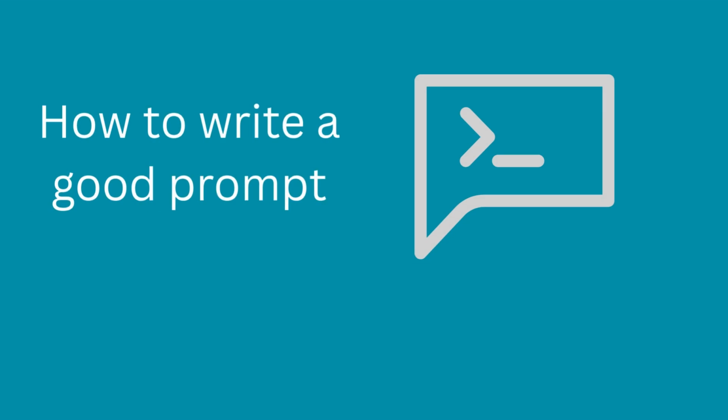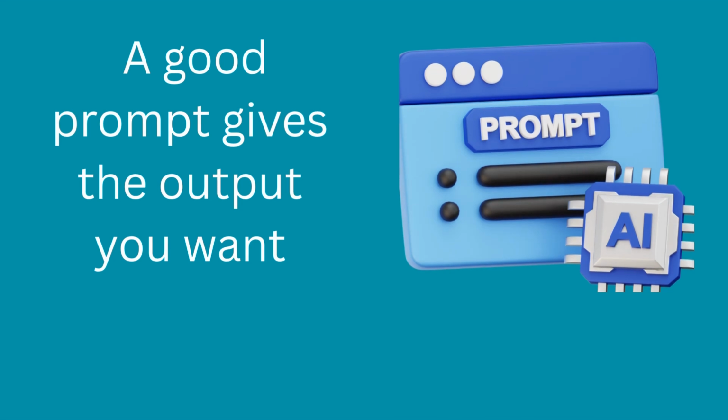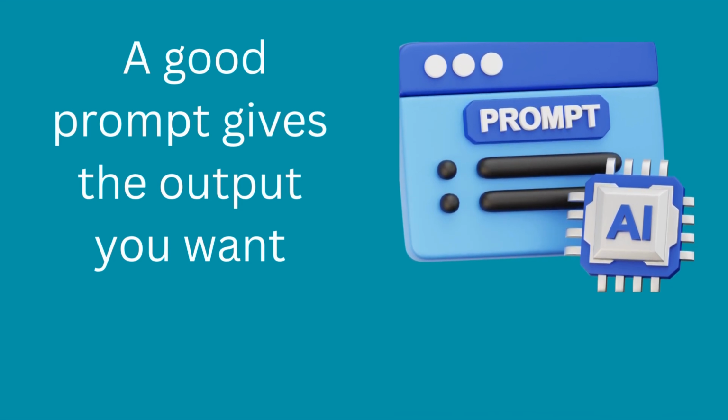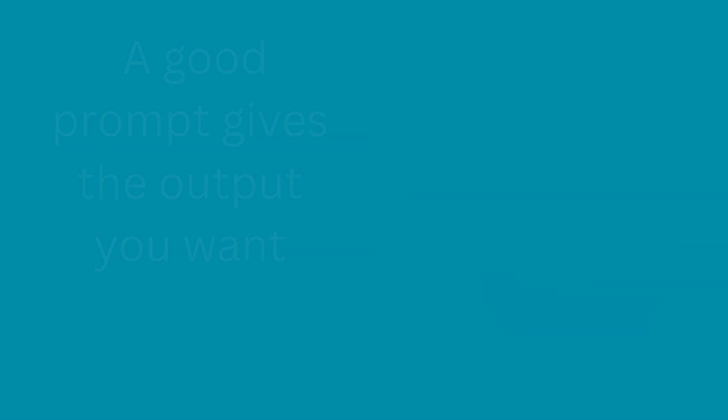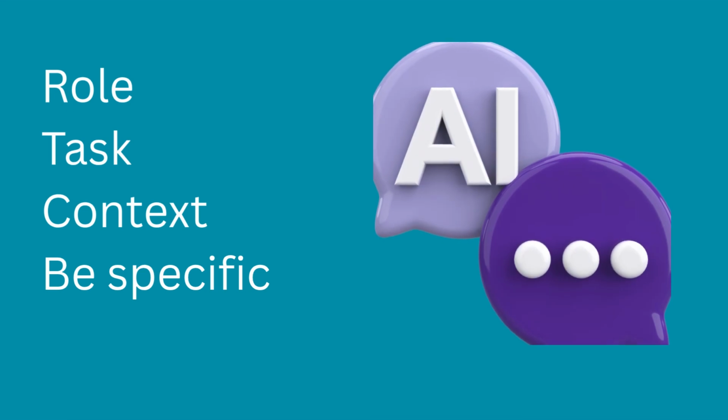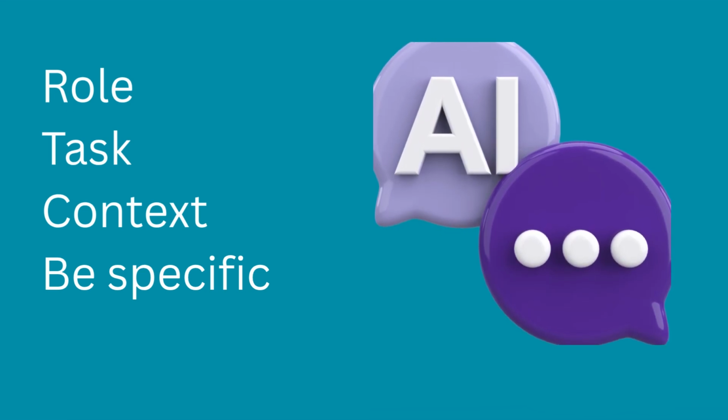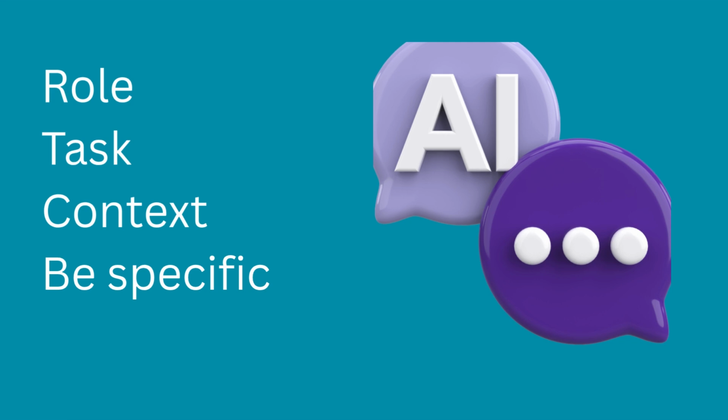I want to talk about how we write a good prompt for generative AI tools like chatbots. Now, a good prompt is a prompt that gives you the output that you really want, the output that you really desire. To achieve this, we need to ensure that we are incorporating into our prompt a role, the task we want the AI to achieve, the context, and also we need to be specific. Let's break down each of those and we'll demonstrate it with an example as well.